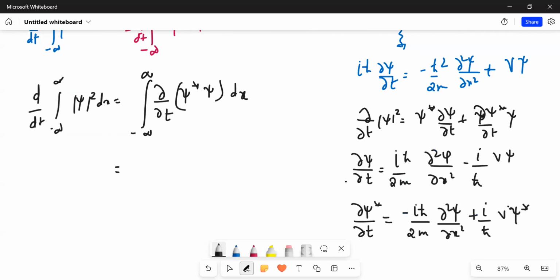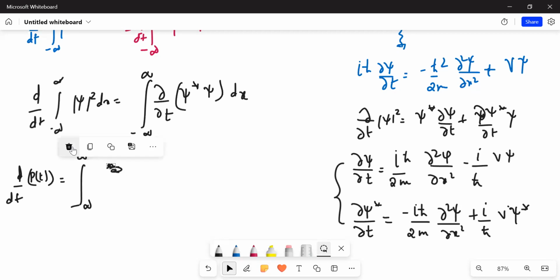Okay. So if I use both of these here, and multiply this with ψ* and this with ψ, what are you going to get? Let's say this is probability with respect to time. I'm writing it this way, from minus infinity to plus infinity. So if I'm differentiating with respect to time, from minus infinity to plus infinity, this is what it is going to be. So this is ψ* into dψ/dt.